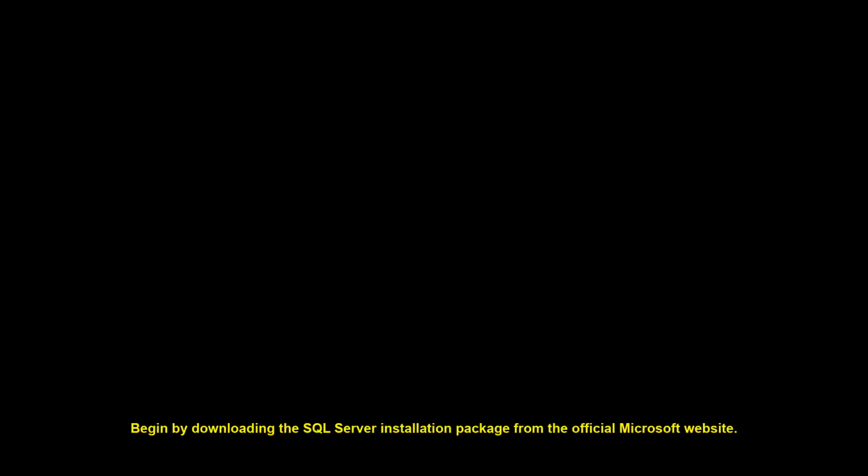Begin by downloading the SQL Server installation package from the official Microsoft website. Choose the version that best suits your needs, such as the Developer or Express Edition for learning or development purposes. Once the download is complete, locate the file in your Downloads folder and double-click to launch the installer.